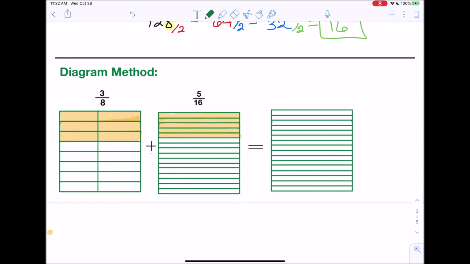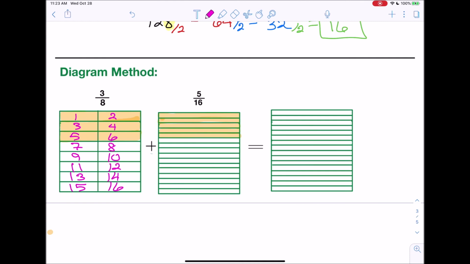So I just divided the left rectangle in half, and now if I were to count the number of parts, I have 1, 2, 3, 4, 5, 6, 7, 8, 9, 10, 11, 12, 13, 14, 15, 16. Now it has the same number of parts as the rectangle for 5/16. So because they have the same number of parts now, I can add them together.